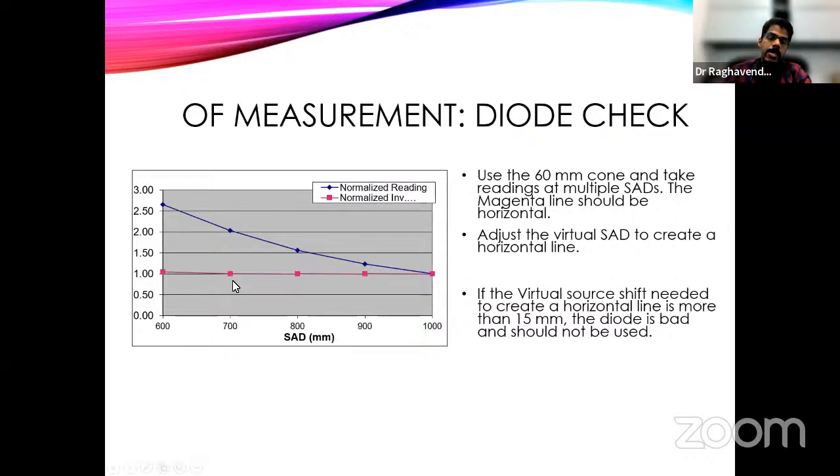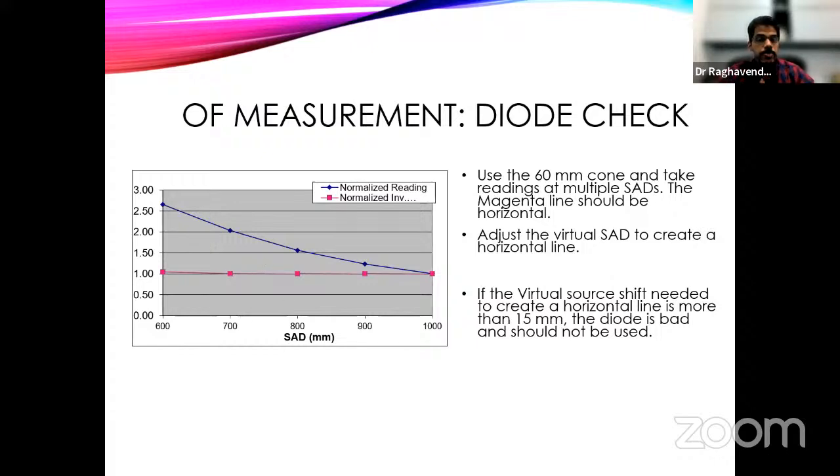When you check that, if you have a normalization concept, normalized versus unnormalized reading, the inverse of this normalized should be very close to 1. This is the test which we used to do in the 7 knife. When we start our diode measurement, the first thing to do is you give the same MU at different SADs and calculate how the signal is. Then normalize with respect to the inverse square law at 600, 700, 800, 900. That means your chamber is following a proper inverse square law.